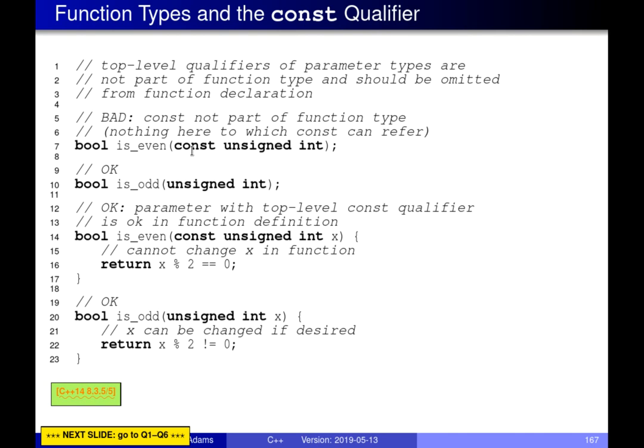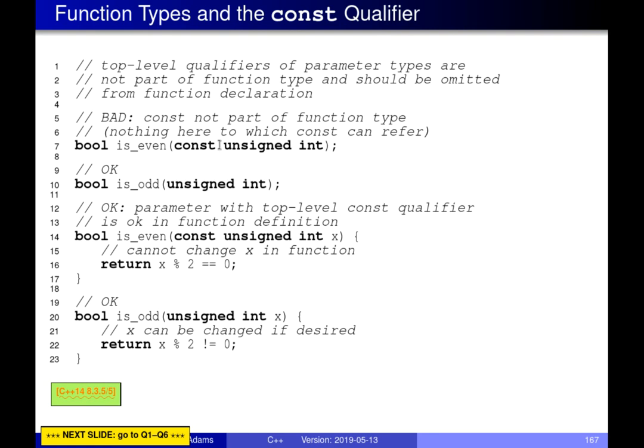The reason it doesn't make sense is, what would this const be referring to? Consider the purpose of a function declaration, by which I mean a declaration that's not a definition. So it does not include the code for the function. It's just a declaration that doesn't include the code for the actual function. That follows down below.